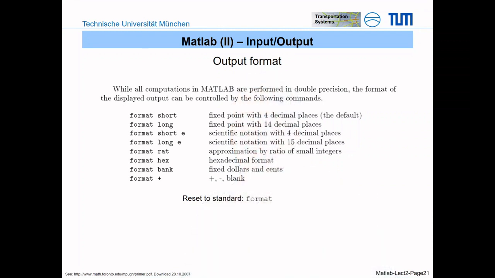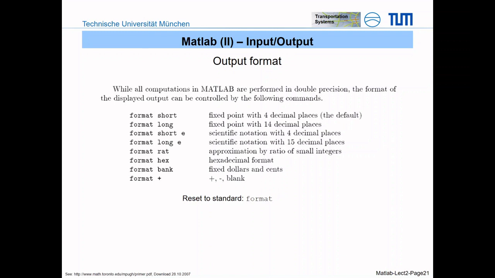So if you make format short, for example, then you have a fixed point with 4 decimal places. So this is the standard, the default. If you have format long, then you will see all 14 decimal places. If you have the short E, then it will have this scientific notation with 10 to the power of something, and so on.